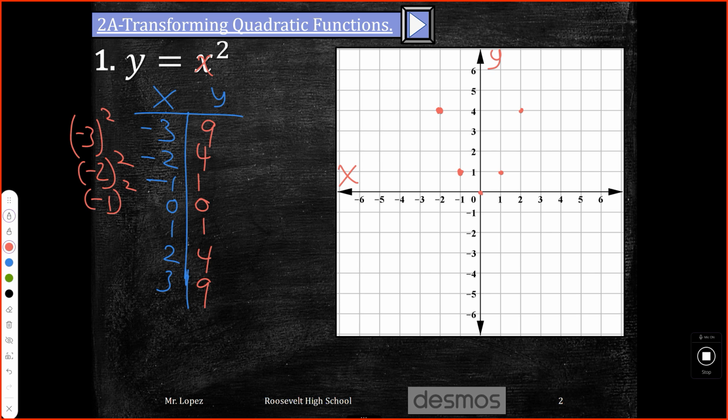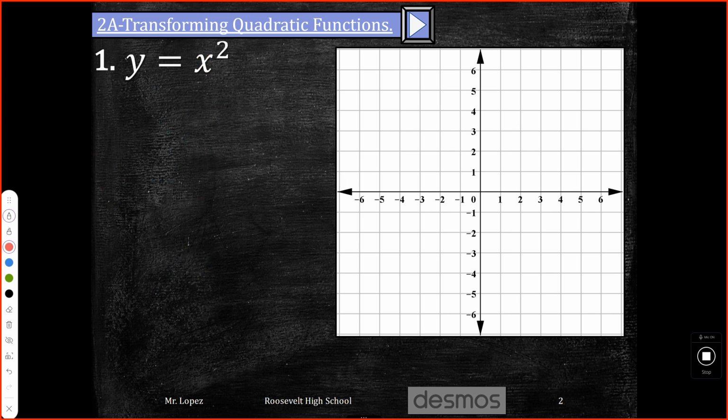It kind of looks like a V, but it's not because it curves. If I was to do more points in between -3 and -2, like say -2.5, I would get some points that are like this curve. So it's not a V, it's more like a U. This is called a parabola. The graph of a quadratic function has a shape called a parabola.